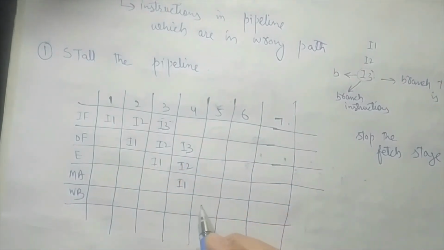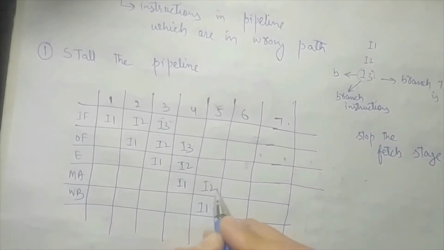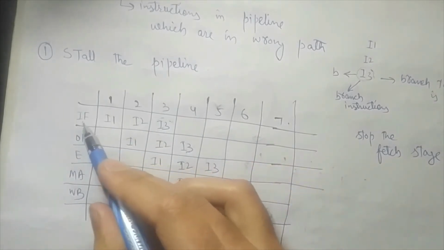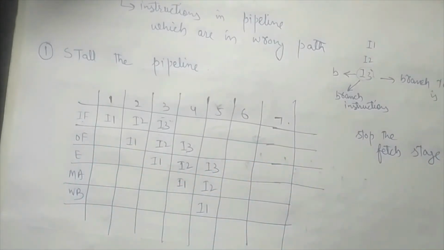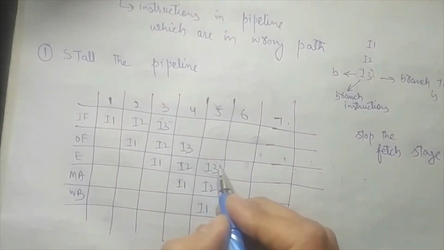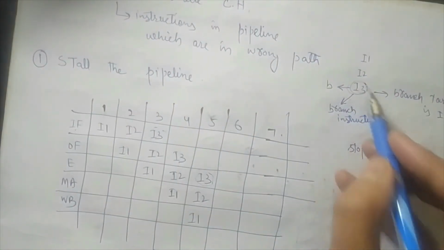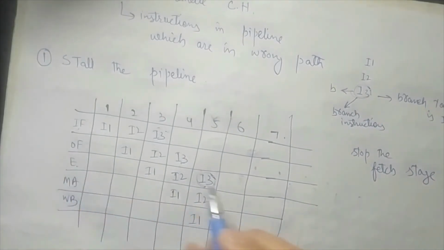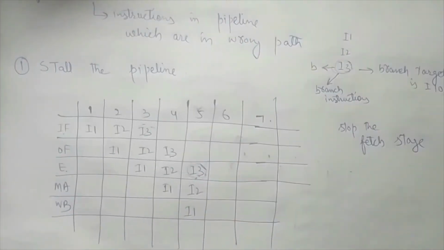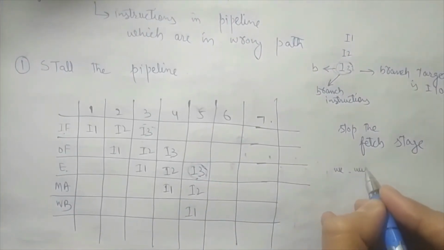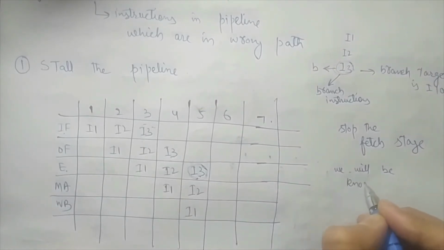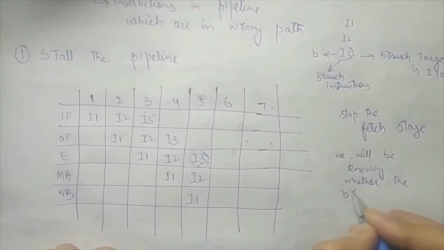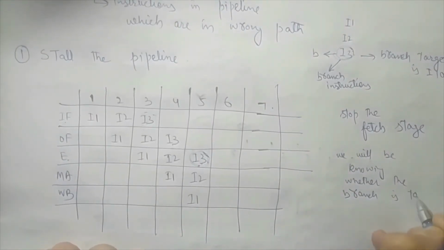In the 5th cycle, I1, I2, and I3 move to their next stages. Again, we keep the fetch stage frozen. I3, our branch instruction, has reached the execute stage. When this instruction is in the execute stage, we will know whether the branch is taken or not.